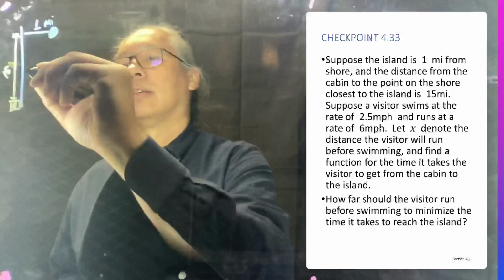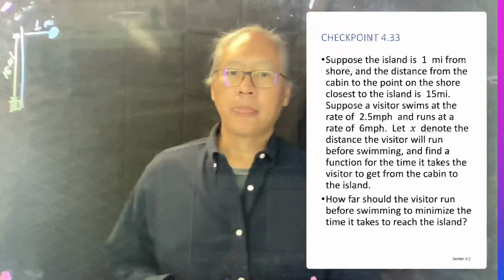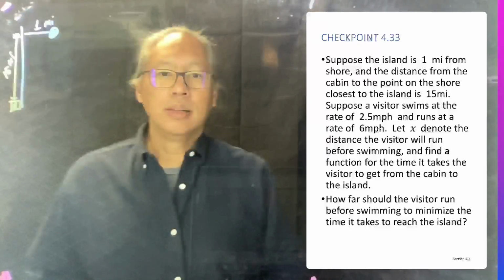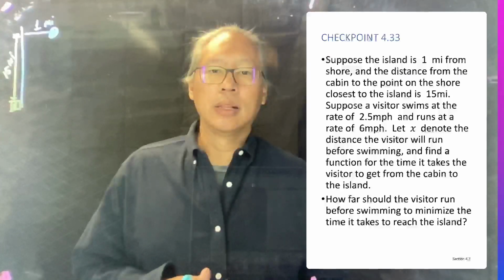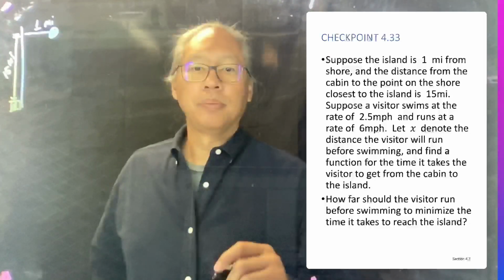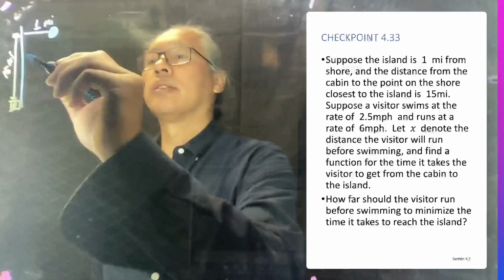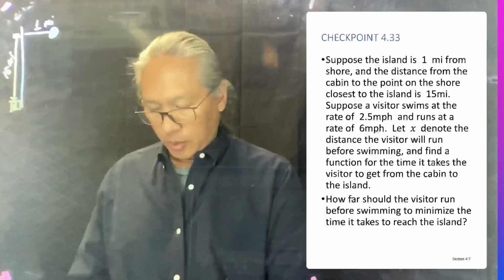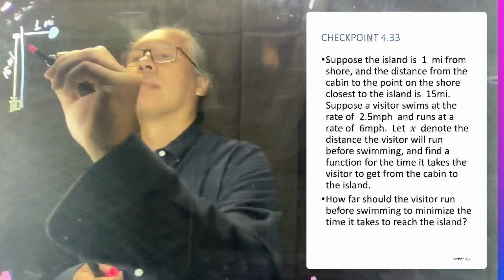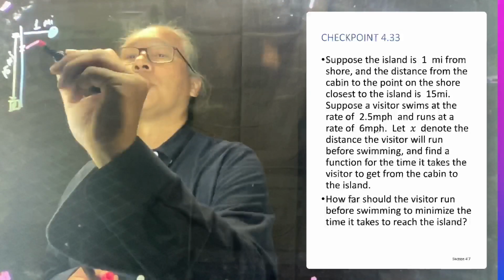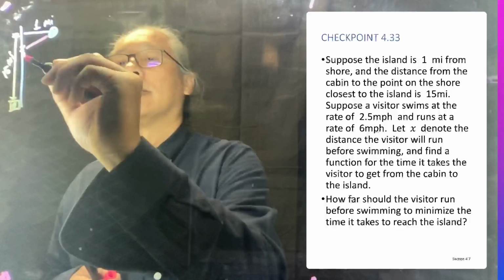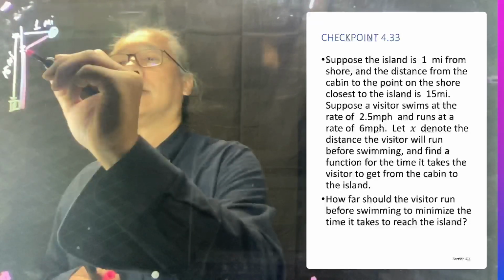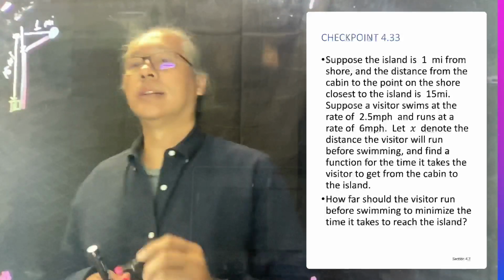So this is 15 miles. And then suppose the visitor swims at a rate of 2.5 miles per hour and runs at a rate of 6 miles per hour. Let X denote the distance that the visitor will have to run before swimming. So the idea is that the visitor will run along the shore and at some point will switch to swimming to the island. So the distance over here is some X value, and then swim to the island.